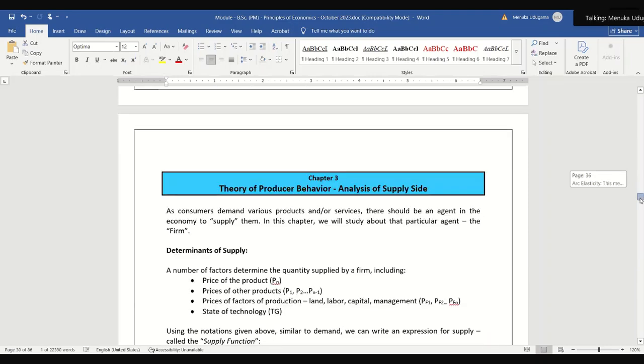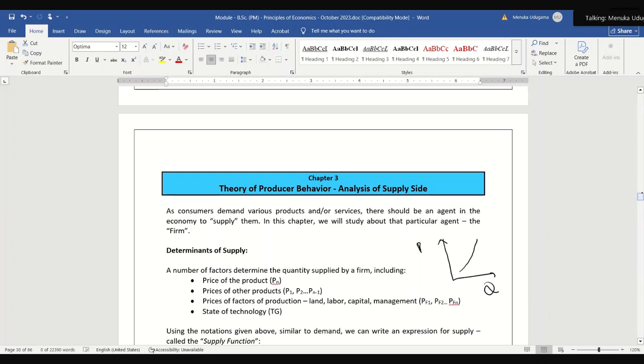Then we go to the supply side, right? The other entity in the market, the producers, beside the consumer side. Once you understand demand, supply is very similar. It's just the opposite. For example, we know that the price and quantity relationship for demand is negative, but for supply, it's positive.